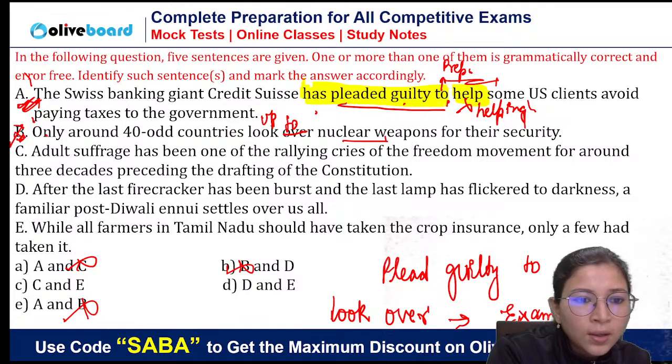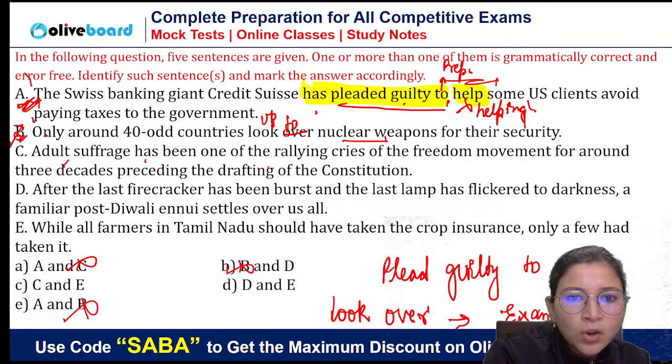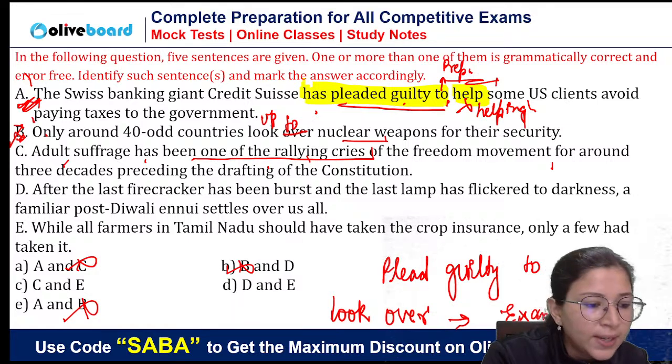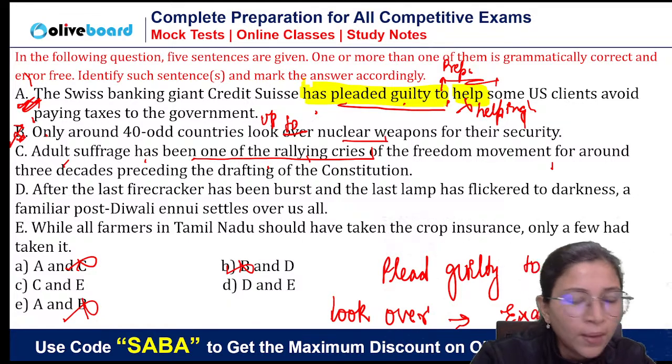Now let's see C. Adult suffrage has been one of the rallying cries of the freedom movement for around 3 decades preceding the drafting of the constitution. C is right or wrong? We'll see your doubt. एक एक करके डाउट देखेंगे पहले.